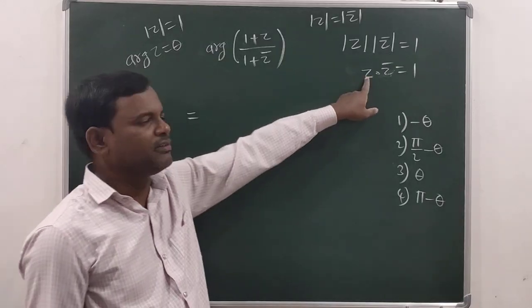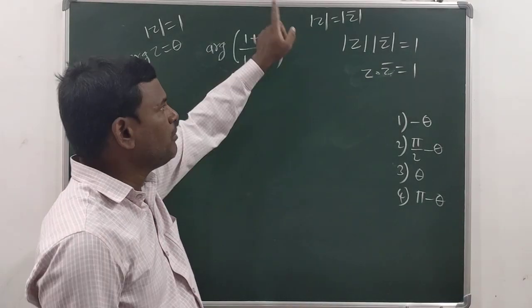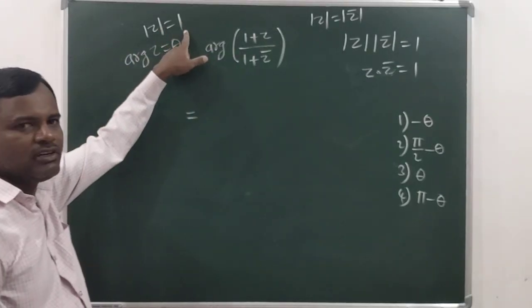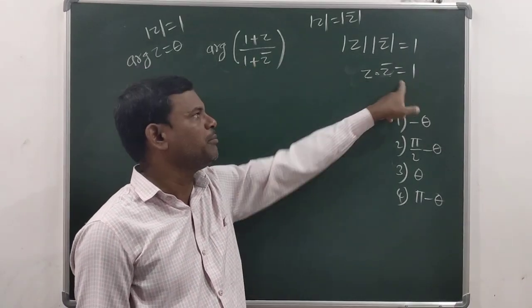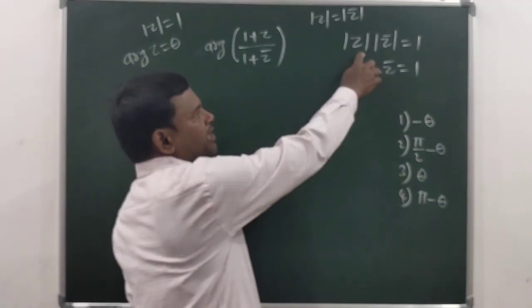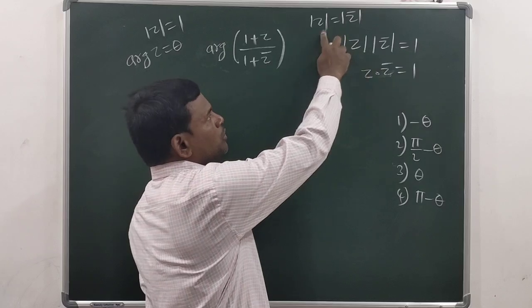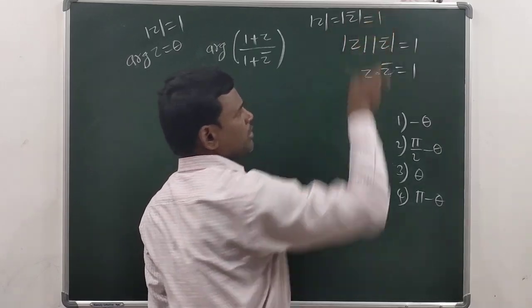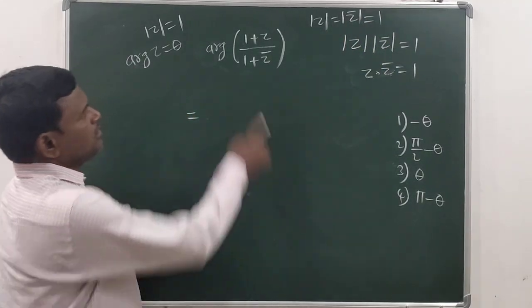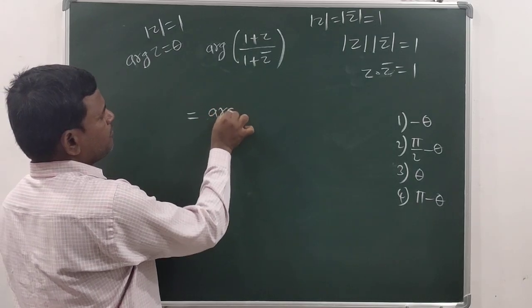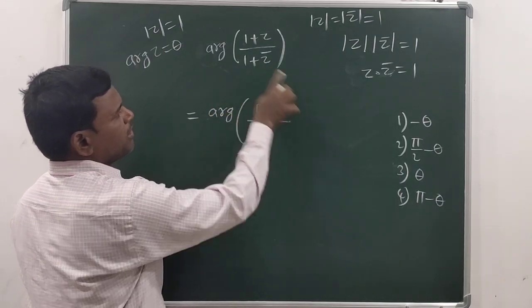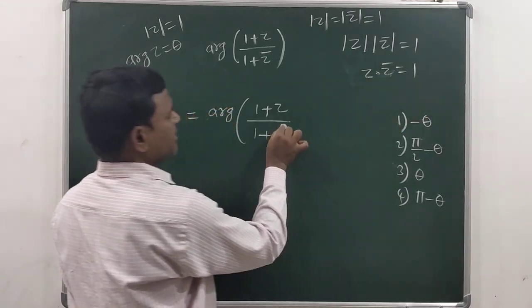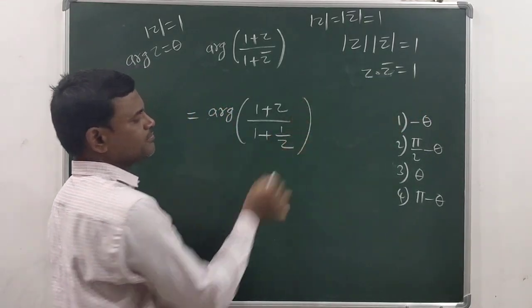No confusion here. Whenever the magnitude of a complex number is 1, in such a case you can write z into z bar equal to 1, because if you apply magnitude on both sides, both magnitudes are equal to 1 only. Hence, the argument of 1 plus z by, in place of z bar, send it to the right side, 1 by z you can write.